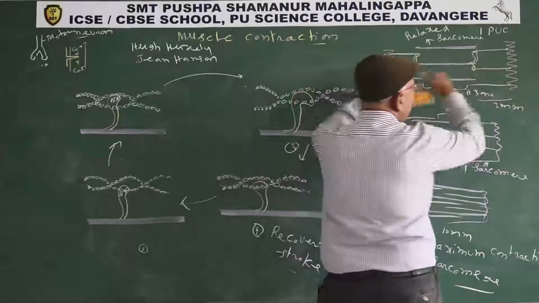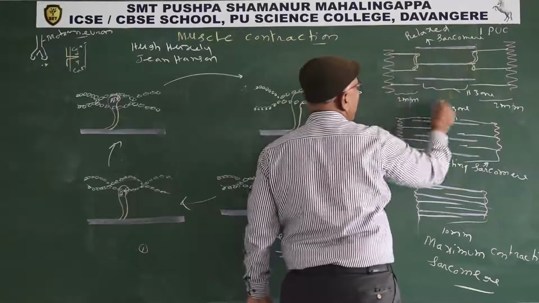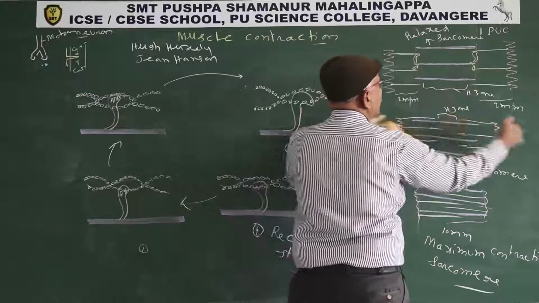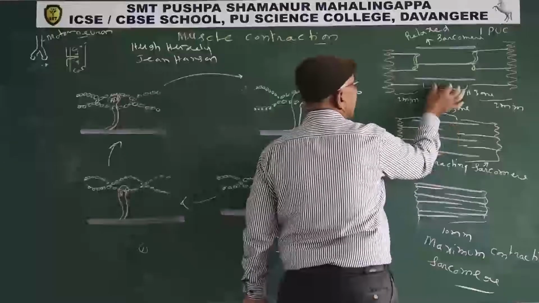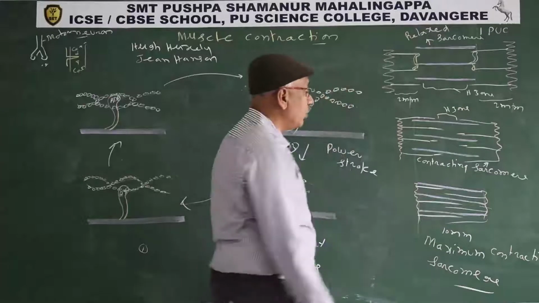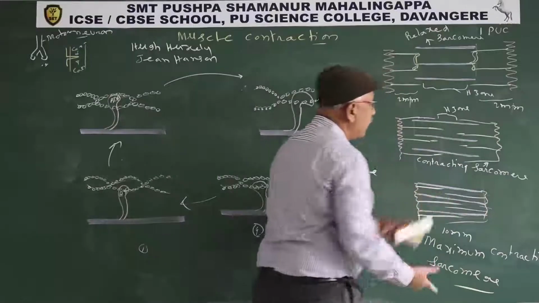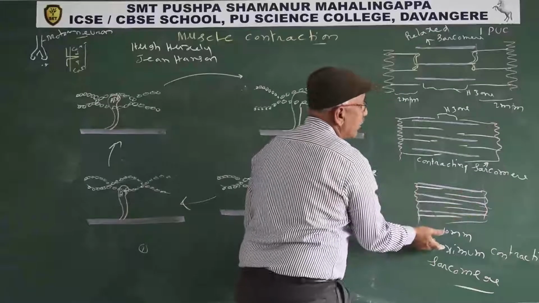So the actin filaments overlap. Observe, it is the relaxed sarcomere and it is the H zone. Due to continuous pulling, actin filaments slide over myosin. That's why the H zone decreases. Observe, in the maximum contracted sarcomere, actin filaments slide over the A band. So the entire A band contains both actin and myosin.